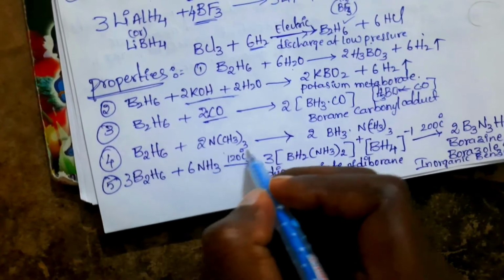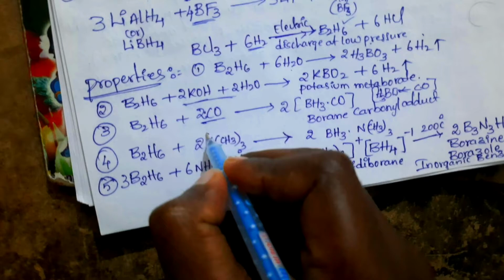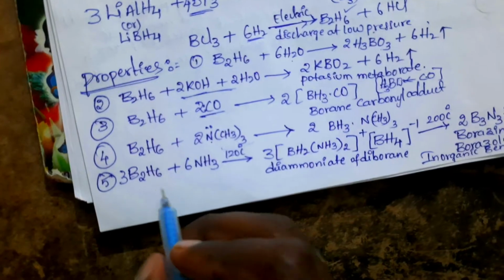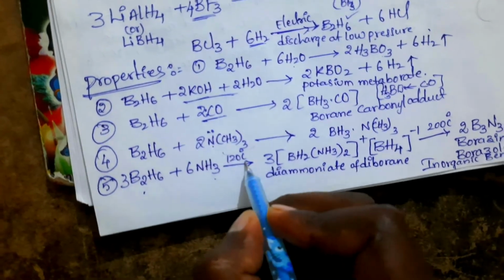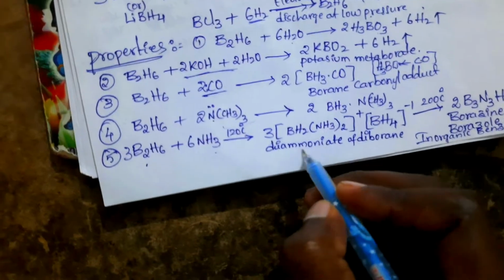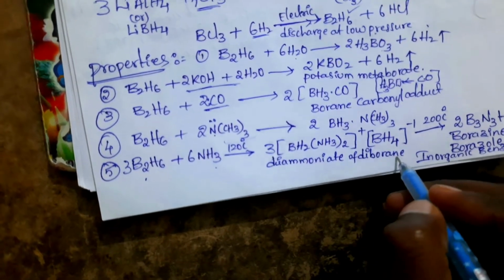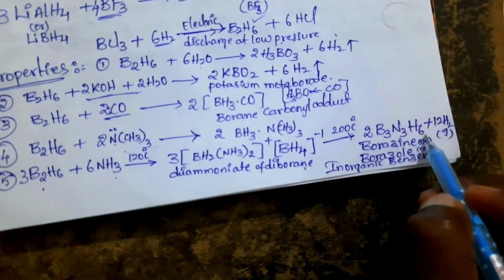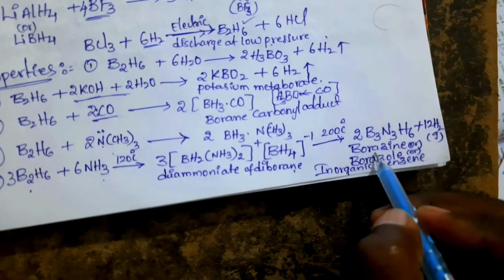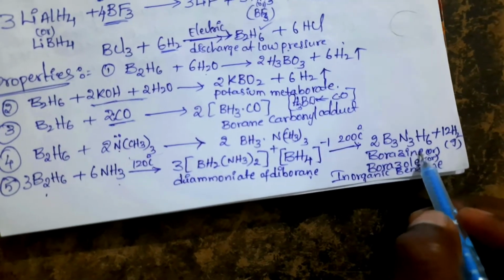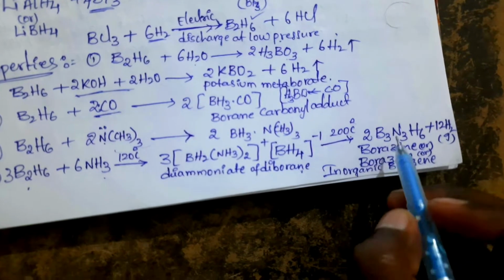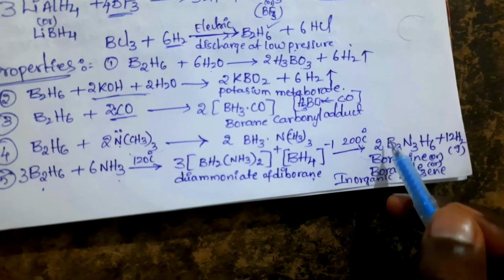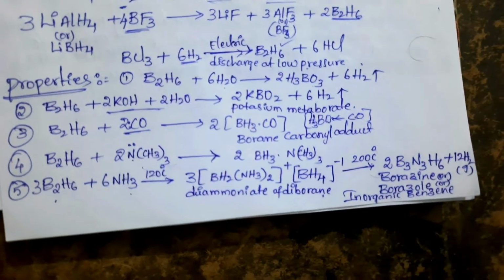Now B2H6, whenever it reacts with trimethylamine, a tertiary amine, then what happens? It forms a dative bond between BH3 and trimethylamine. Diborane, when it reacts with ammonia at 120 degrees Celsius, forms the diammoniate of diborane, which upon heating till 200 degrees Celsius, we will get B3N3H6. What is B3N3H6 called? It is called borazine or borazole. It is also called inorganic benzene because its structure resembles the benzene ring. So for that reason B3N3H6 is called inorganic benzene.